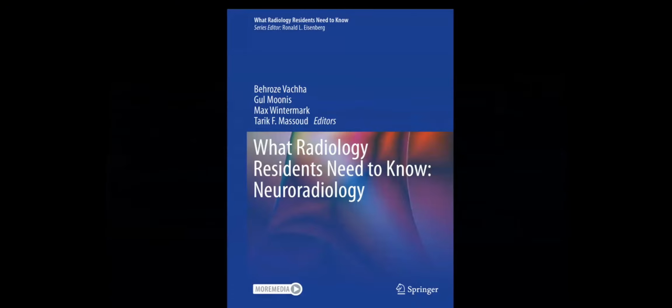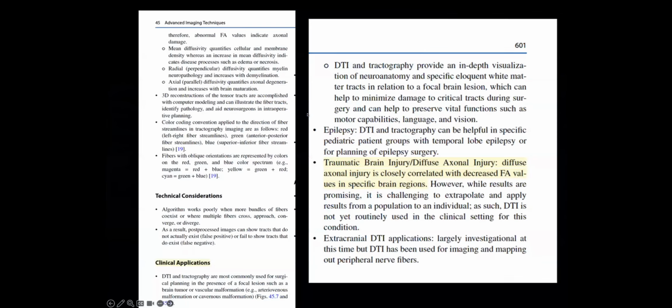Also, despite the ACR paper being published a decade ago, noting caution in evaluating individuals with DTI, we see now in this basic resident textbook for radiology published last year and focusing on neuroradiology, that the editors of this book, including Dr. Wintermark, who authored the original ACR paper, do note that the clinical applications of DTI can include traumatic brain injury and diffuse axonal injury, noting decreased FA values. Now, they do note that it is challenging to extrapolate and apply results from a population to an individual, and they note that that's why DTI is not routinely used in clinical setting for this condition.